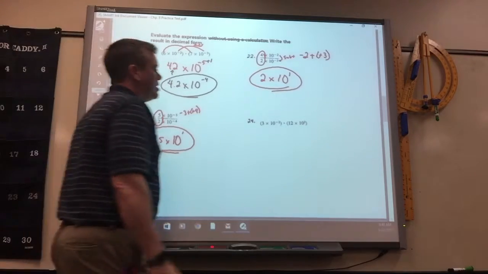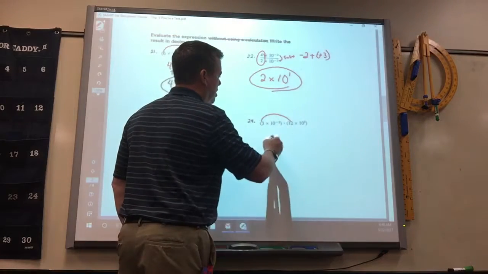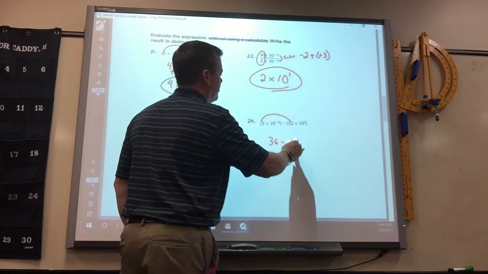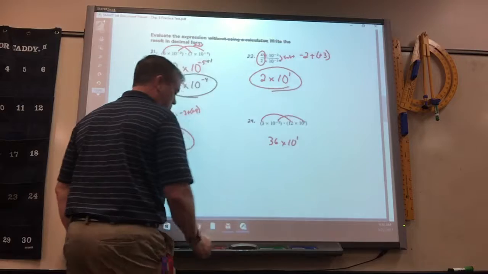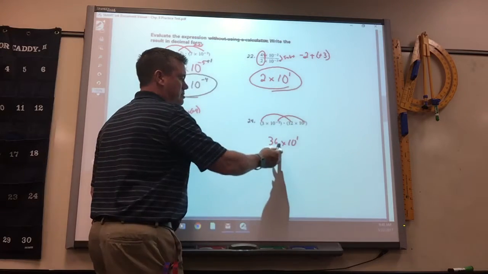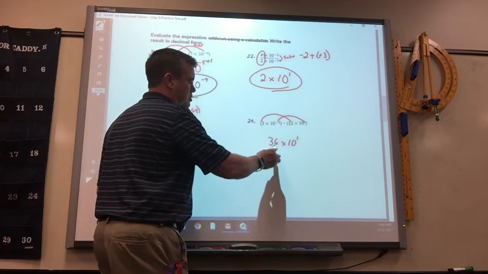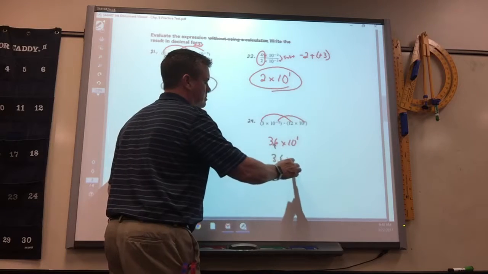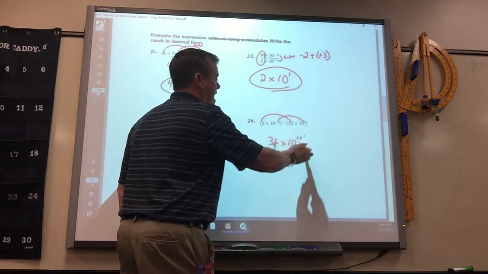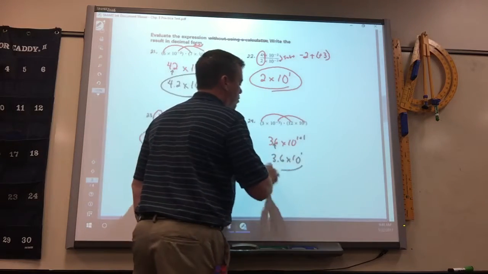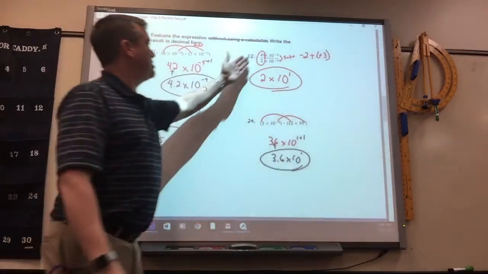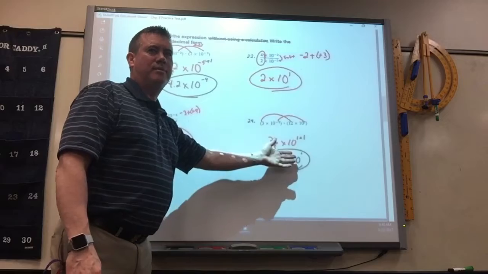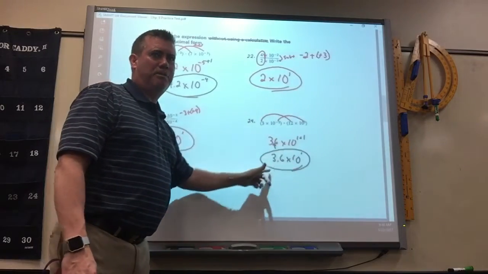And then here, 3 times 12 is 36. -2 plus 3 is 1. Here the decimal is not after the first number, so we got to put it there. I'd have to add 1. I moved it 1 spot, so add 1. Usually, when it's a multiply problem, you're going to end up adding however many spots.